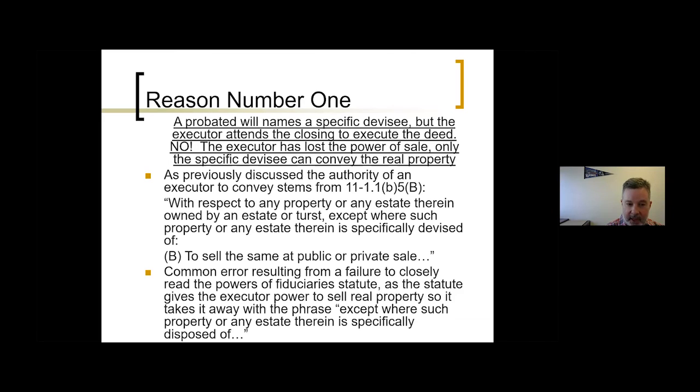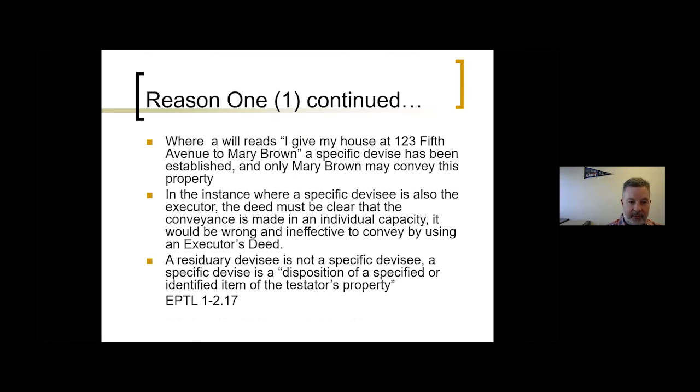As we previously discussed, the executor has a power of sale over any property they own in an estate, or any interest therein owned by an estate or trust, except where such property or any estate therein is specifically devised. That means if you have a house at 123 Fifth Avenue, and the will reads, "I give my house at 123 Fifth Avenue to Mary Brown," that's a specific devise. So we would need Mary Brown to sign as specific devisee. She would need to sign the deed.